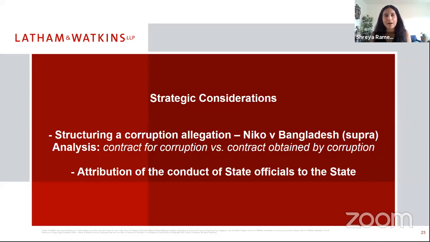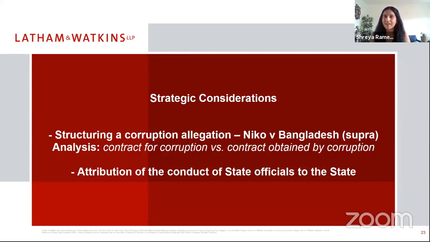But in that case, the tribunal found the corruption to be fairly impossible, because the news of the corruption broke fairly quickly in Bangladesh and the energy minister stepped down as a result of the allegations. And the deal was actually signed between NICO and the Bangladeshi state-owned enterprises about 18 months after the corrupt minister had received that bribe.